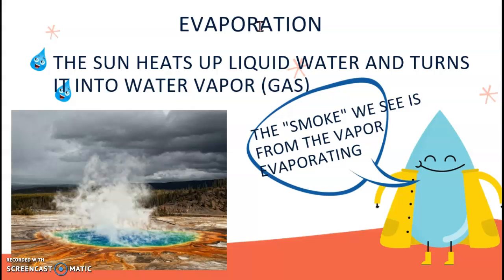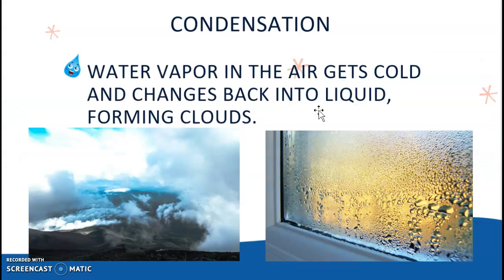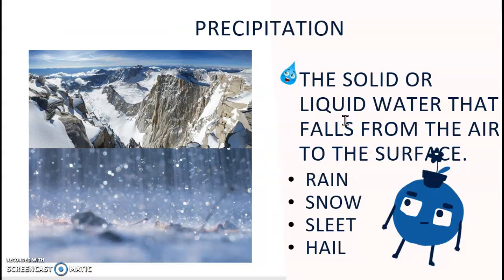So remember, evaporation, this is when water changes from liquid to gas. Transpiration is when water also changes from liquid to gas, but this is happening in plants. Condensation is when gas changes back to liquid. So precipitation now is when this water from above will fall to the surface of the earth in the form of rain, snow, sleet, and hail.